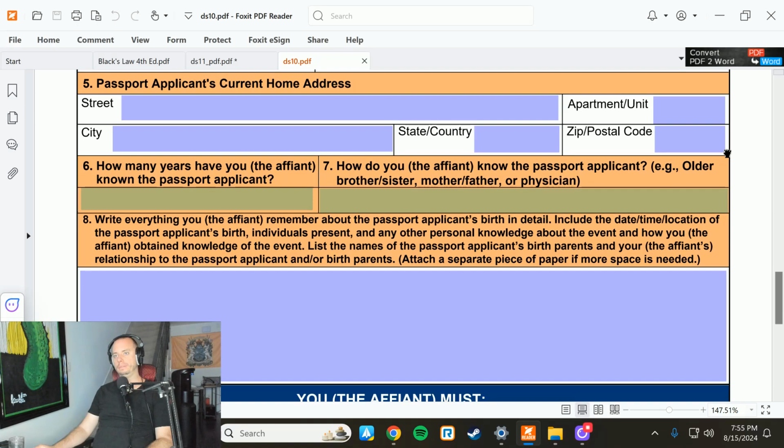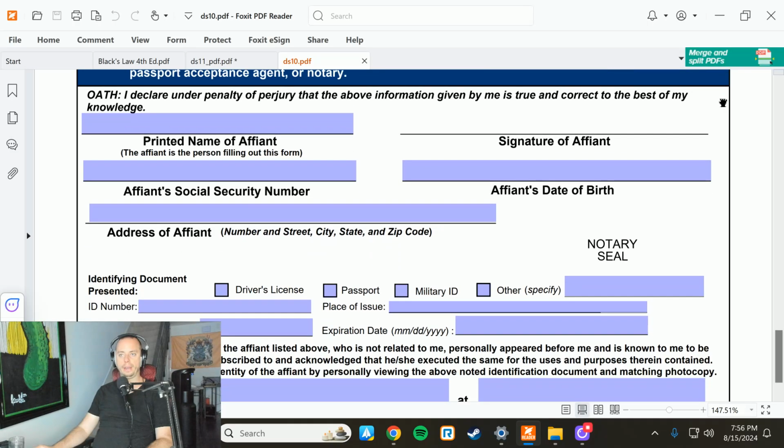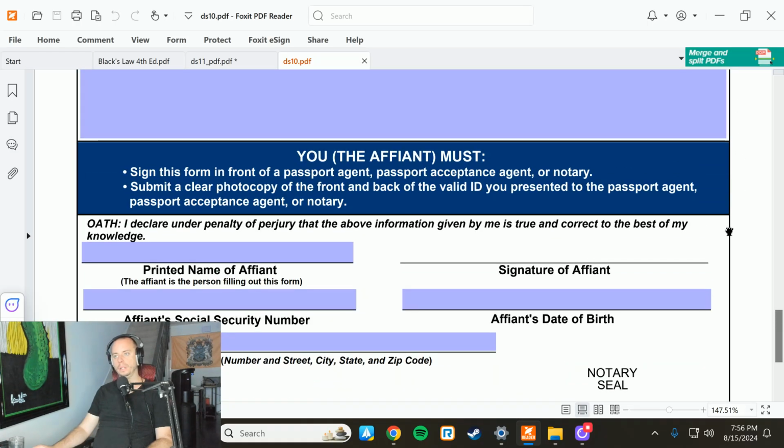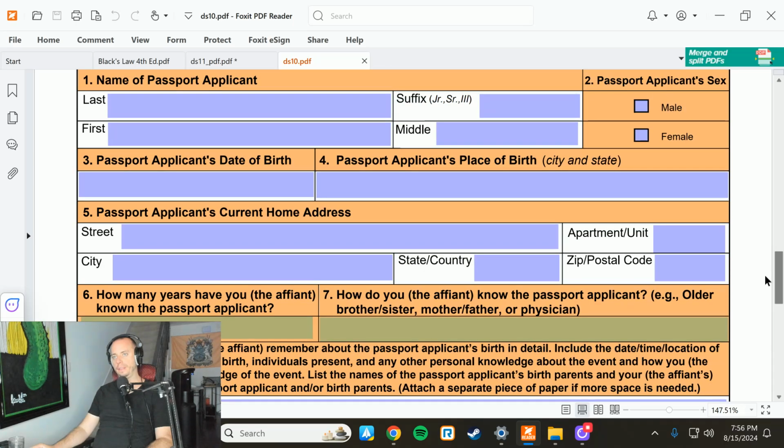I would recommend using this DS10. Just read through it. I'm not going to go through all this right now. But just read through it, and you can fill out a DS10 rather than getting involved in a birth certificate. Try to send this in. Again, I'm just giving you options.